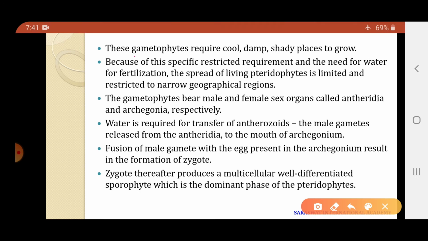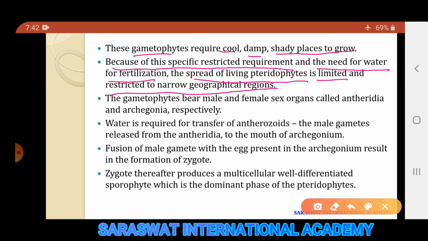Thalloid means the body is not well differentiated into root, stem or leaves. Now these gametophytes they require cool, damp and shady places to grow, and because of this specific restricted requirement and need for water for fertilization, the spread of living pteridophyte is limited and restricted to narrow geographical regions. Now pteridophytes they occur in specific regions only. Why they grow in a particular area only? The reason is basically their requirement to grow in cool, damp and shady places.